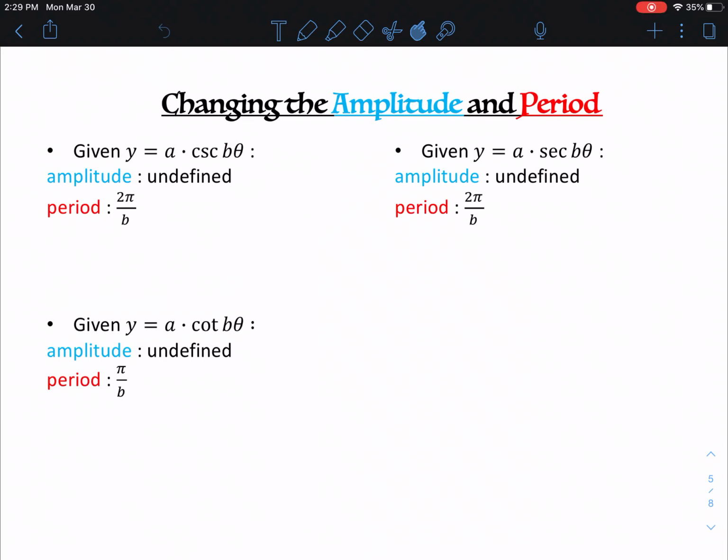Hello. In this video, we're going to talk about changing the amplitude and the period for our reciprocal trig functions. As a quick reminder, for all of the reciprocal trig functions, cosecant, secant, and cotangent, our amplitudes are undefined. For cosecant and secant, the period would be 2 pi divided by b, and for cotangent, it would be pi divided by b.